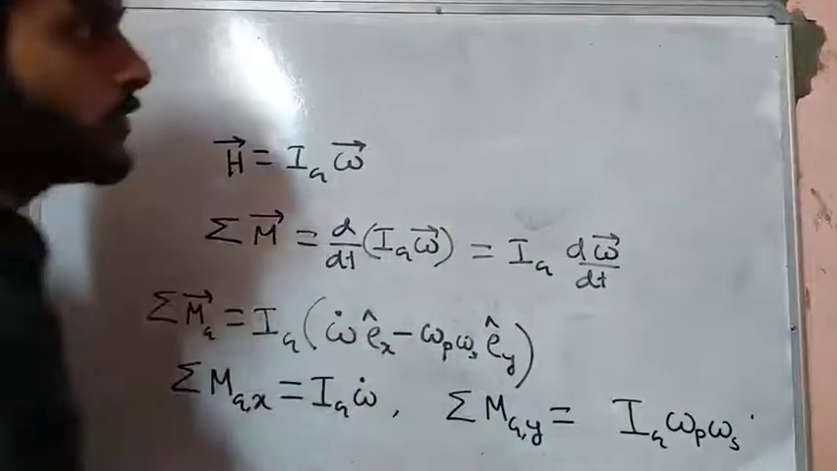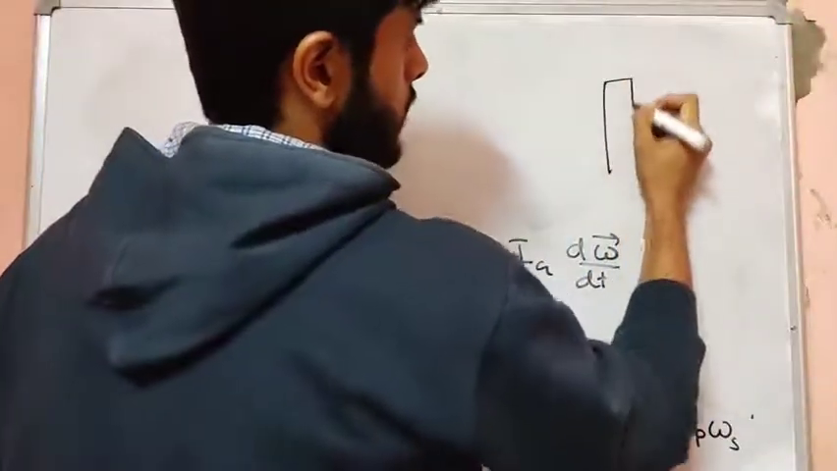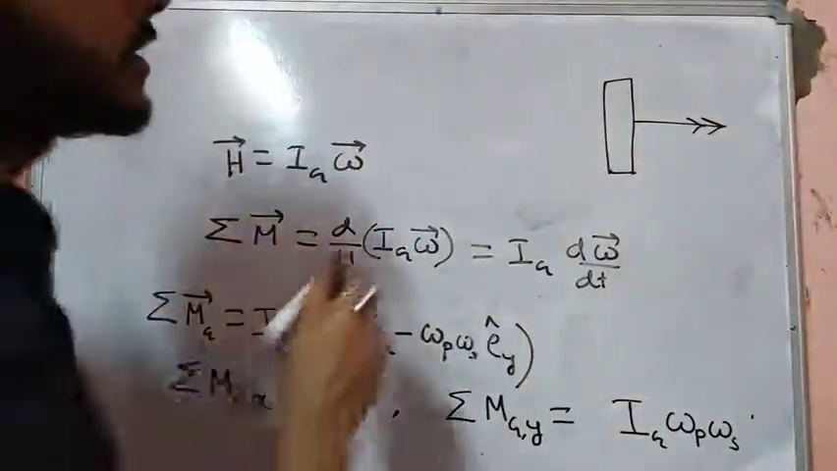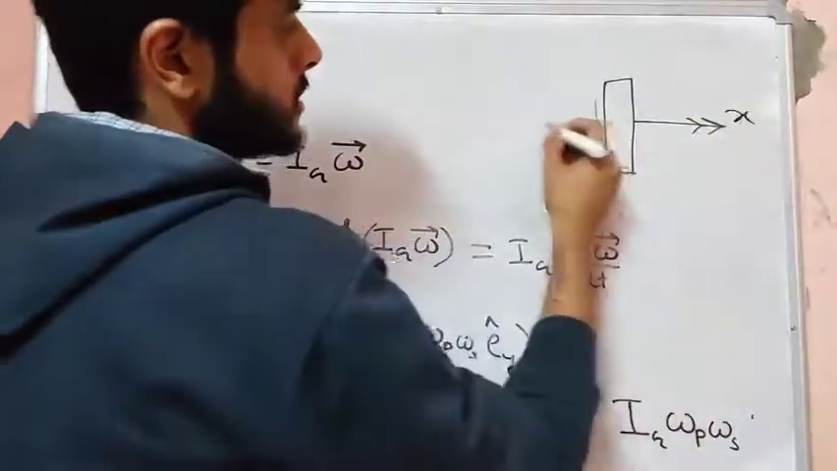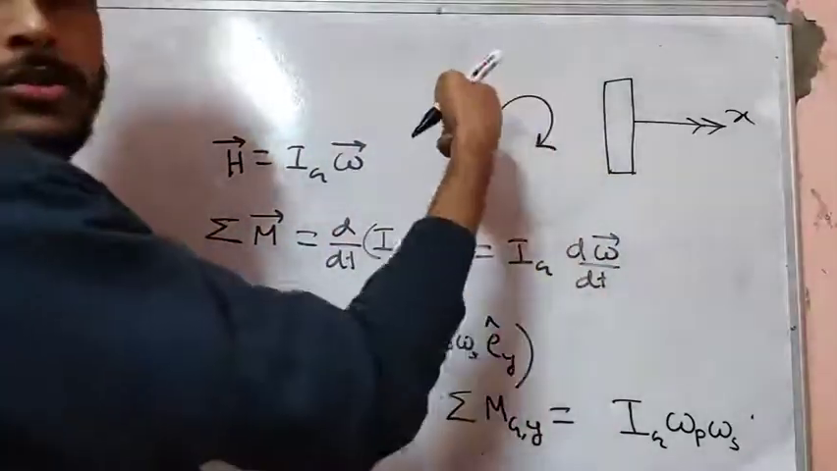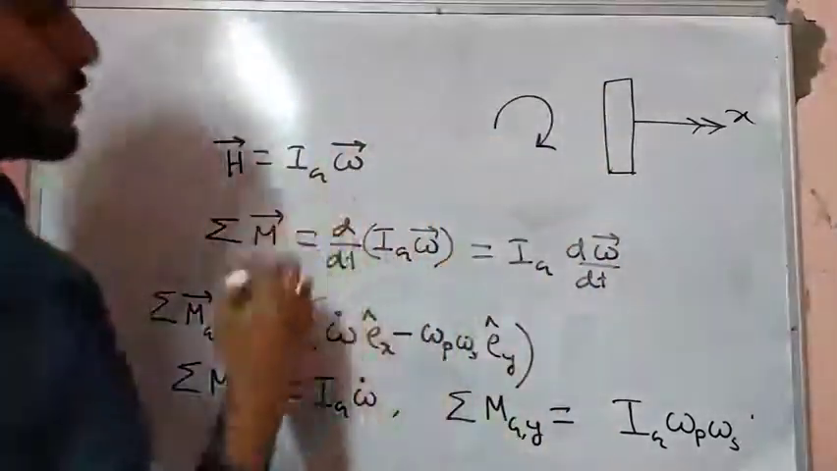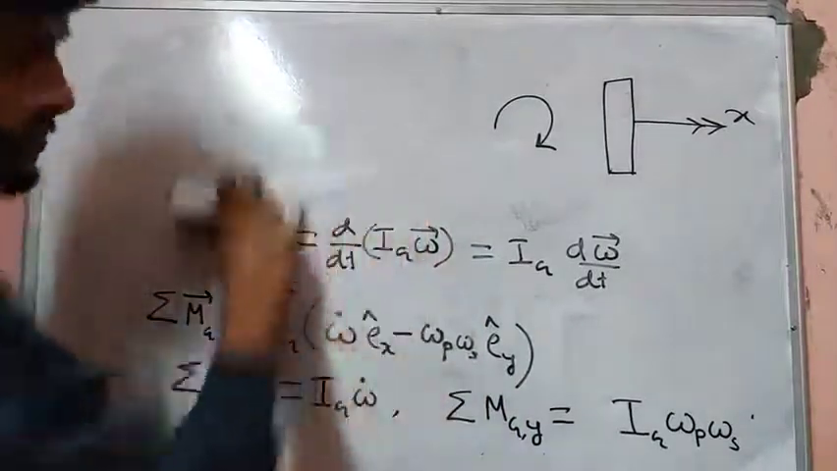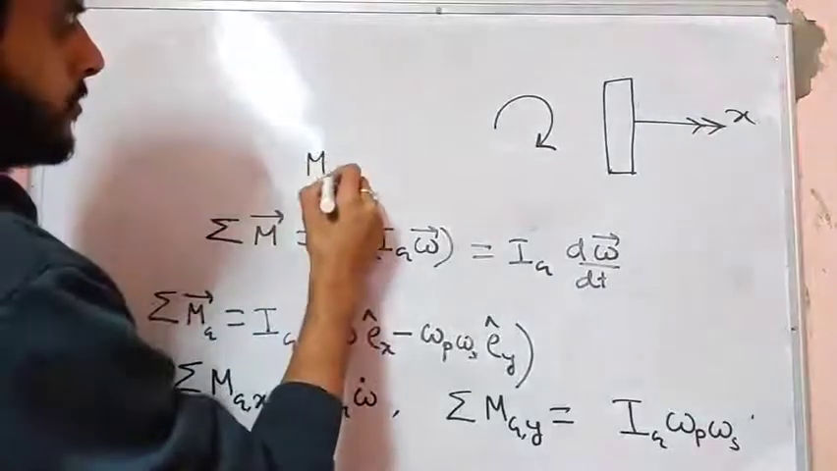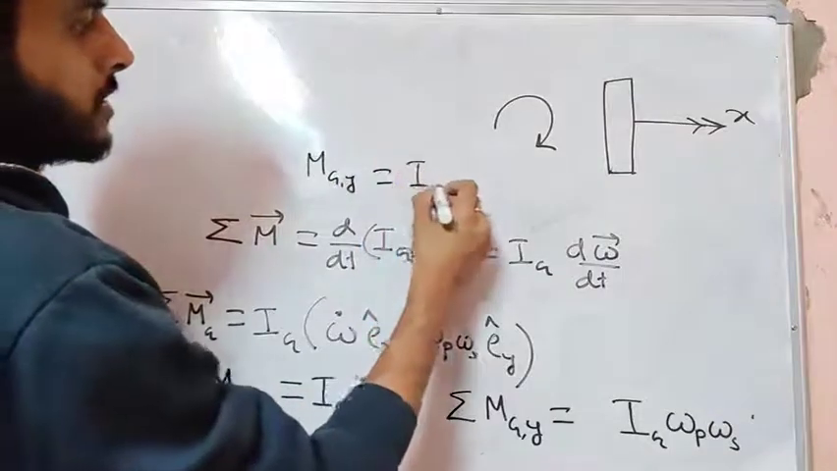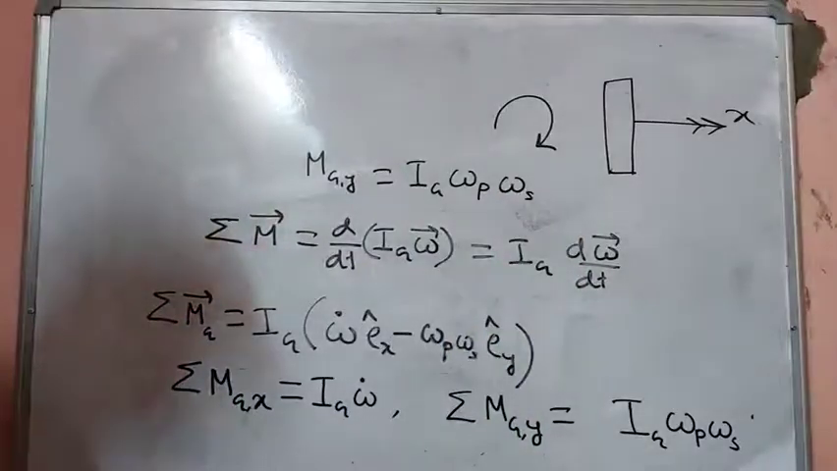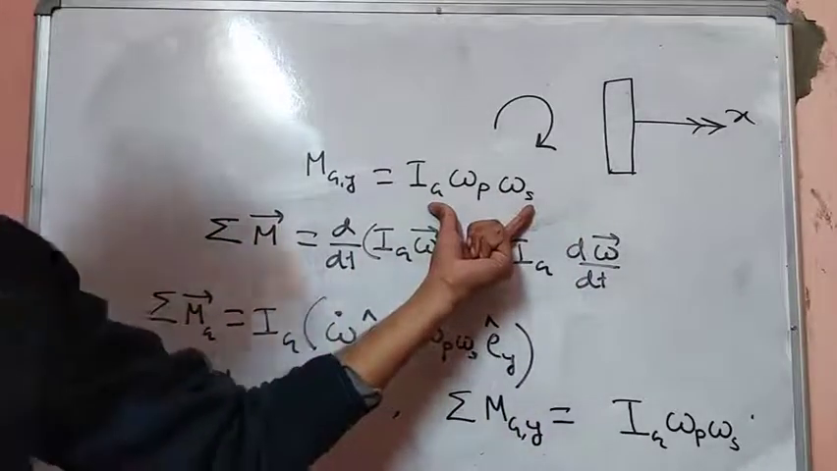This implies that if we have a disc like this, rotating with an angular velocity like this, and this is our x-axis, the sum of all external moments in this direction, the clockwise direction, mgy, is equal to Ig omega p times omega s. This is basically what we call the gyroscopic torque or the gyroscopic moment.